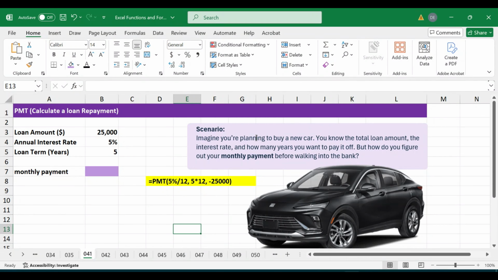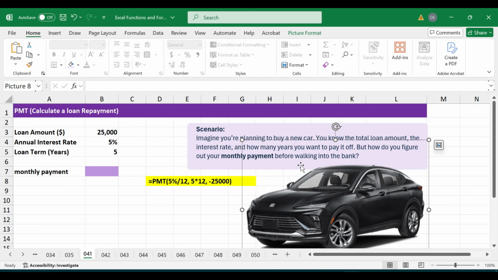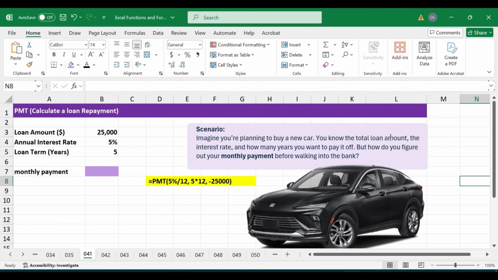Here is a situation. Imagine you're planning to buy a new car. You know the total loan amount, the interest rate, and how many years you want to pay it off. But how do you figure out your monthly payment before walking into the bank? This is exactly where Excel's PMT function saves the day.